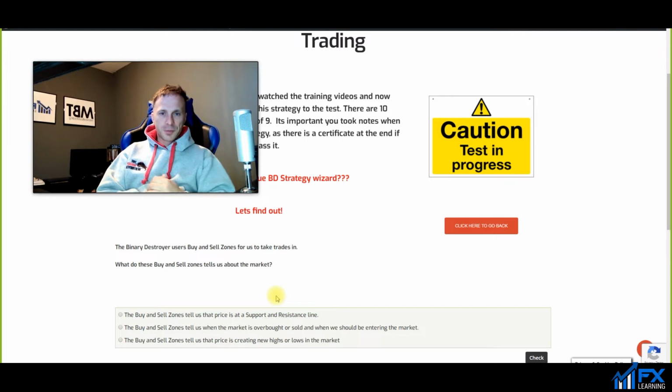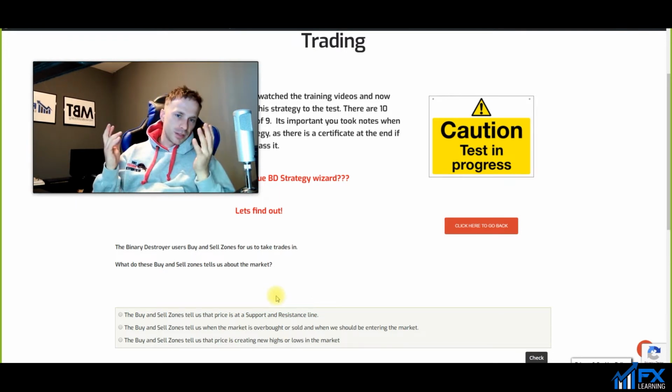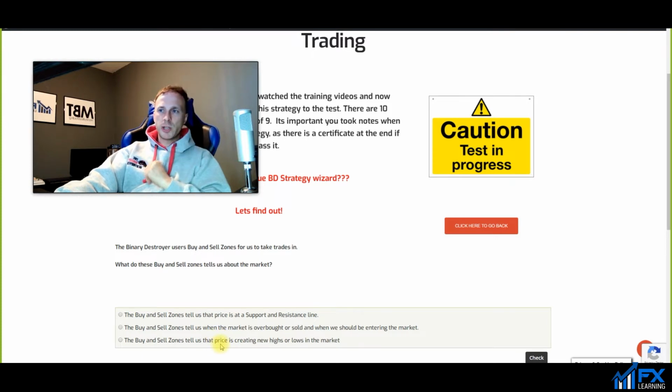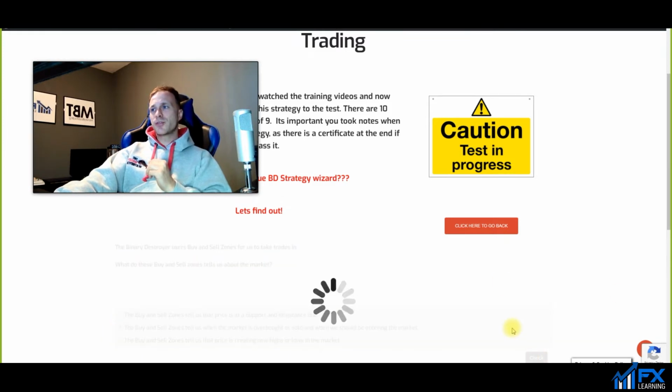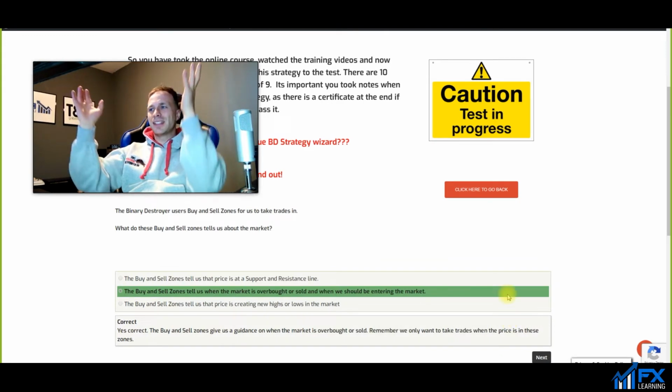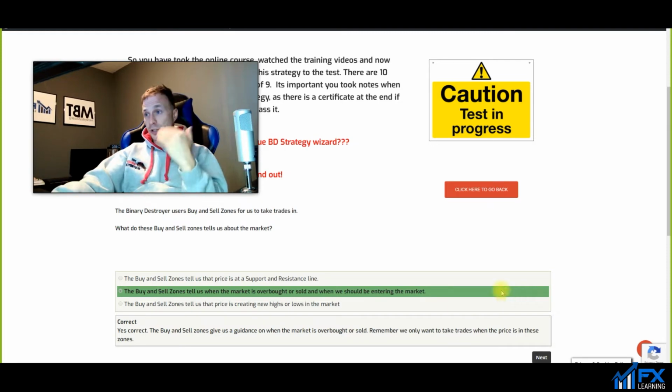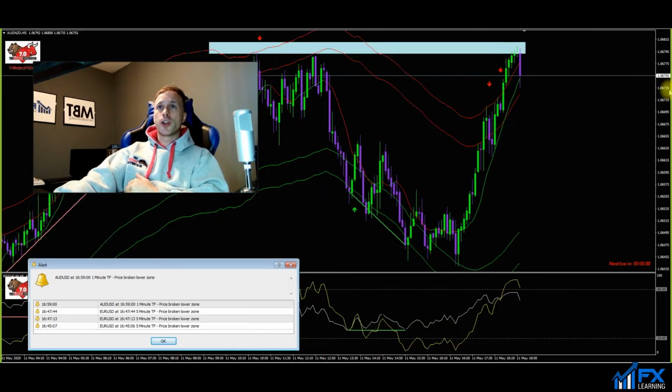Well, first of all, let's break it down. What are buy and sell zones for? The name says it all. They're buy zones and sell zones. So we only want to be taking trades in the buy zone and in the sell zones: buys in the buy zone, sells in the sell zones. So using a bit of common sense, the buy and sell zones tell us when the market is overbought or oversold and when we should be entering the market, i.e. taking trades. So check. The answer is correct. Yes, correct. The buy and sell zones give us guidance on when the market's overbought or oversold. Remember, we only want to take trades when the price is in these zones. That's crucial, because if not, you're taking trades in the middle of the zones, and this is no man's land.